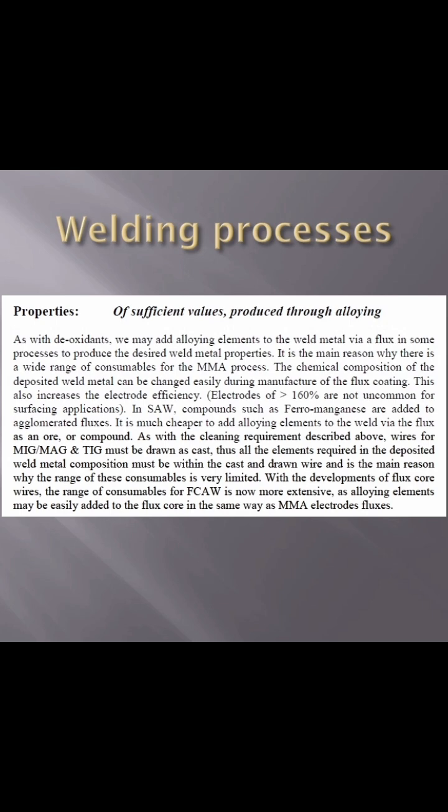In SAW, compounds such as ferromanganese are added to agglomerated fluxes. It is much cheaper to add alloying elements to the weld via the flux as an ore or compound. As with the cleaning requirement described above, wires for MIG, MAG, and TIG must be drawn as cast. Thus all the elements required in the deposited weld metal composition must be within the cast and drawn wire, and is the main reason why the range of these consumables is very limited. With the developments of flux-core wires, the range of consumables for FCAW is now more extensive, as alloying elements may be easily added to the flux core in the same way as MMA electrode fluxes.